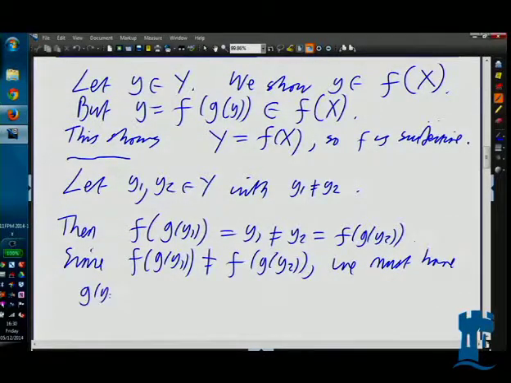You could do it by contradiction if you wanted. If g of y1 equals g of y2, then f of g of y1 equals f of g of y2. In fact, you could even argue it directly that way around, using that version of the definition of injectivity. So if g of y1 equals g of y2, then f of g of y1 equals f of g of y2 by substituting them in, and that gives you y1 equals y2. So that's another way of doing it. Anyway, either way, g is injective.